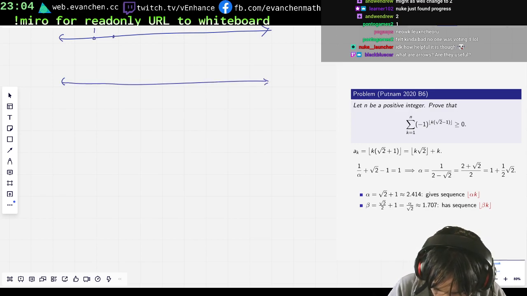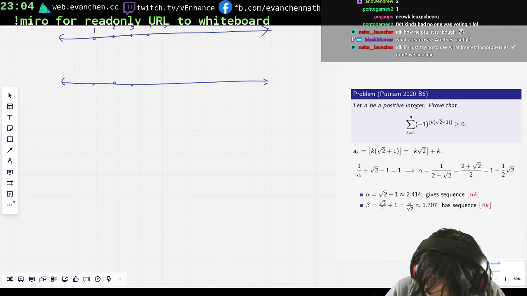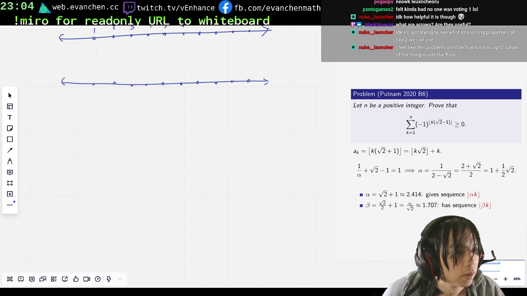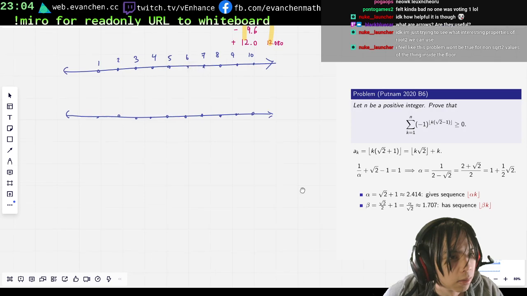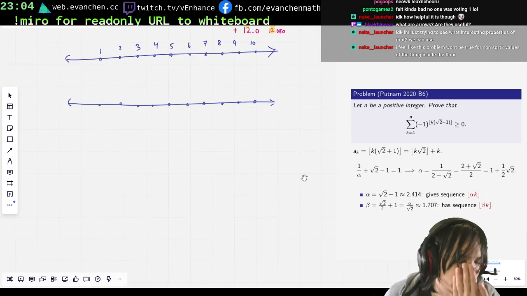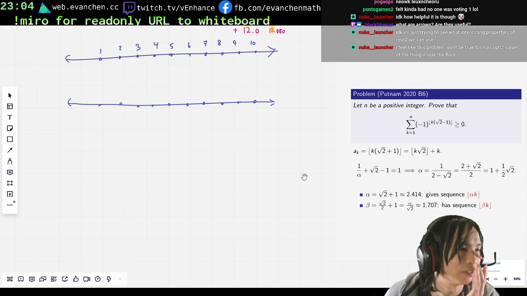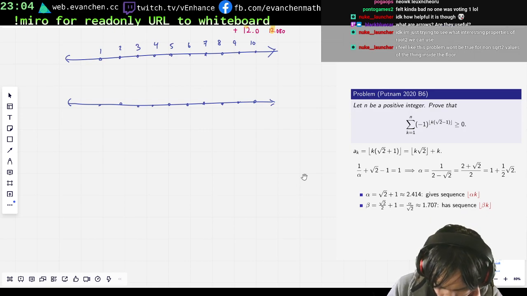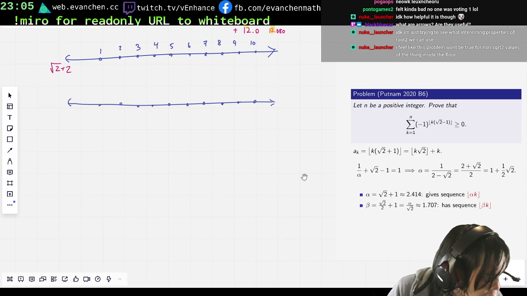So, 1, 2... Yeah, I agree. Like, I totally agree. We really need to use the square root 2 somewhere, and I just don't see where. So, I'm willing to take anything right now. So, this is the square root 2 plus 2 line, and this is the square root 2 line.